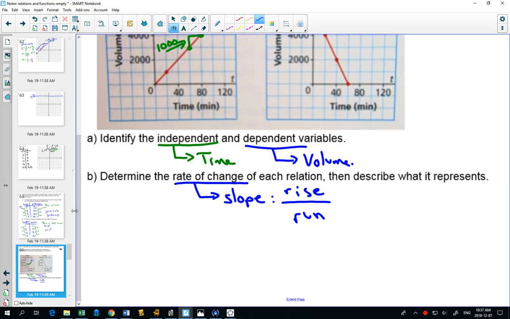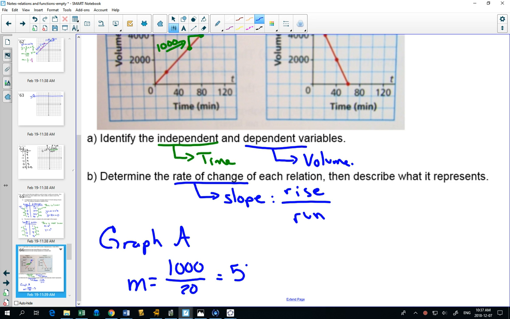So for graph A, the slope would be 1,000 over 20, which reduces to 50. We're not going to describe what it means yet.